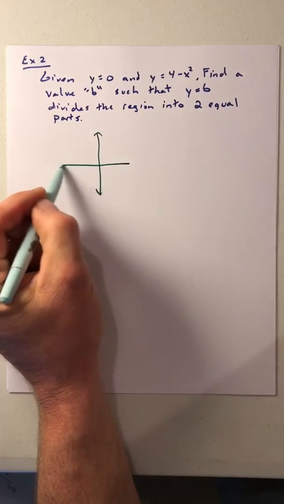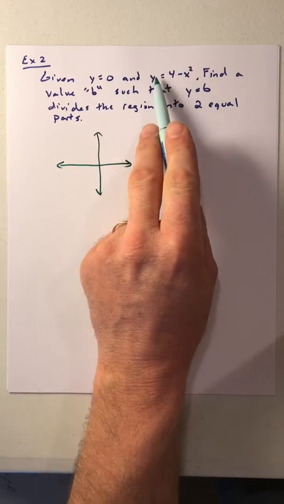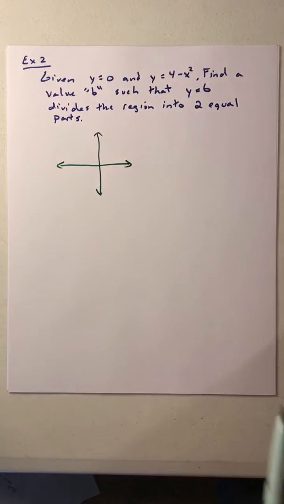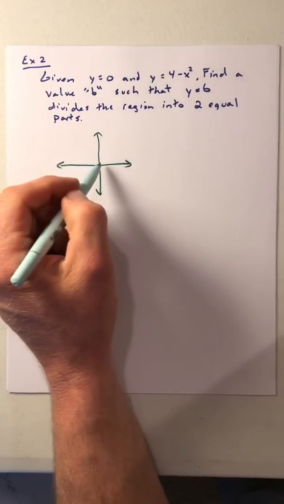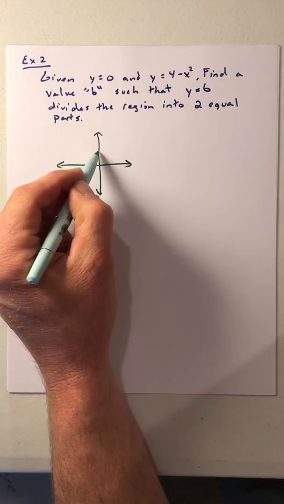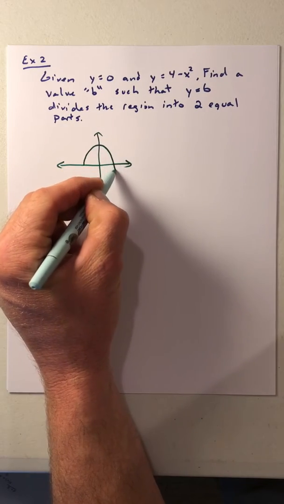So let's go ahead and look to see what we have. We have given y equals 0. We have y equals 4 minus x squared. And we want to find a value b such that y equals b divides the region into 2 equal parts. So again, 4 minus x squared. Well, we should know that that is going to look parabolic.